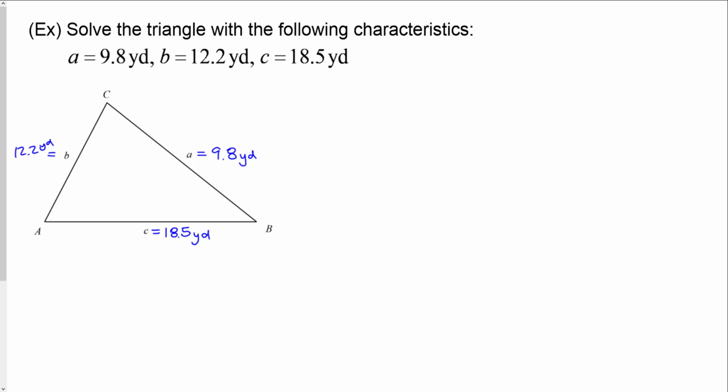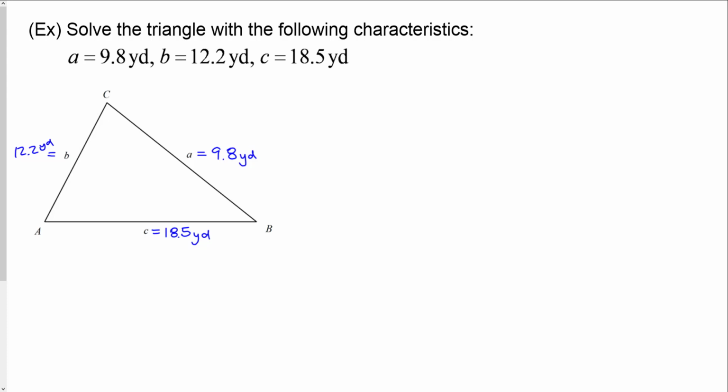Now, we don't know any of the angle measures, so we would have to use the law of cosines in order to solve, because in order to use the law of sines, you have to know at least one angle measure and the side opposite that. So in this case, we have to use law of cosines.